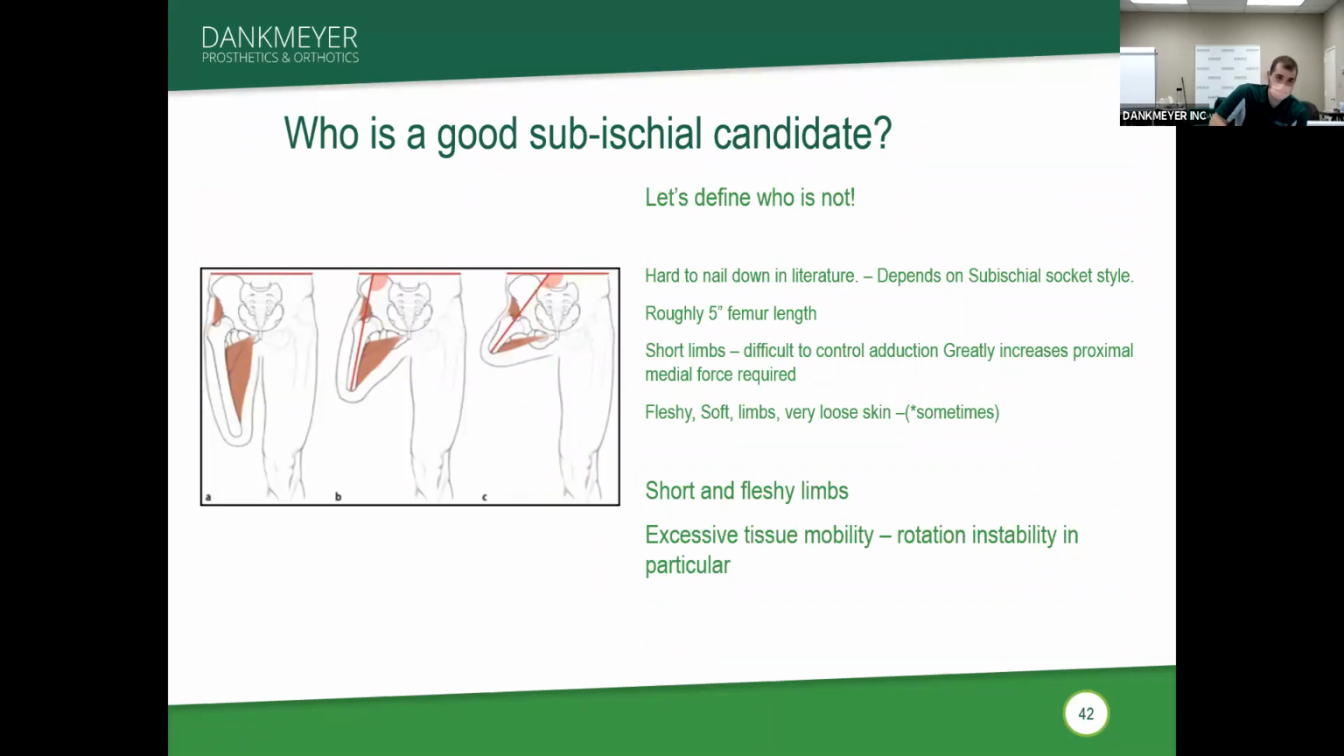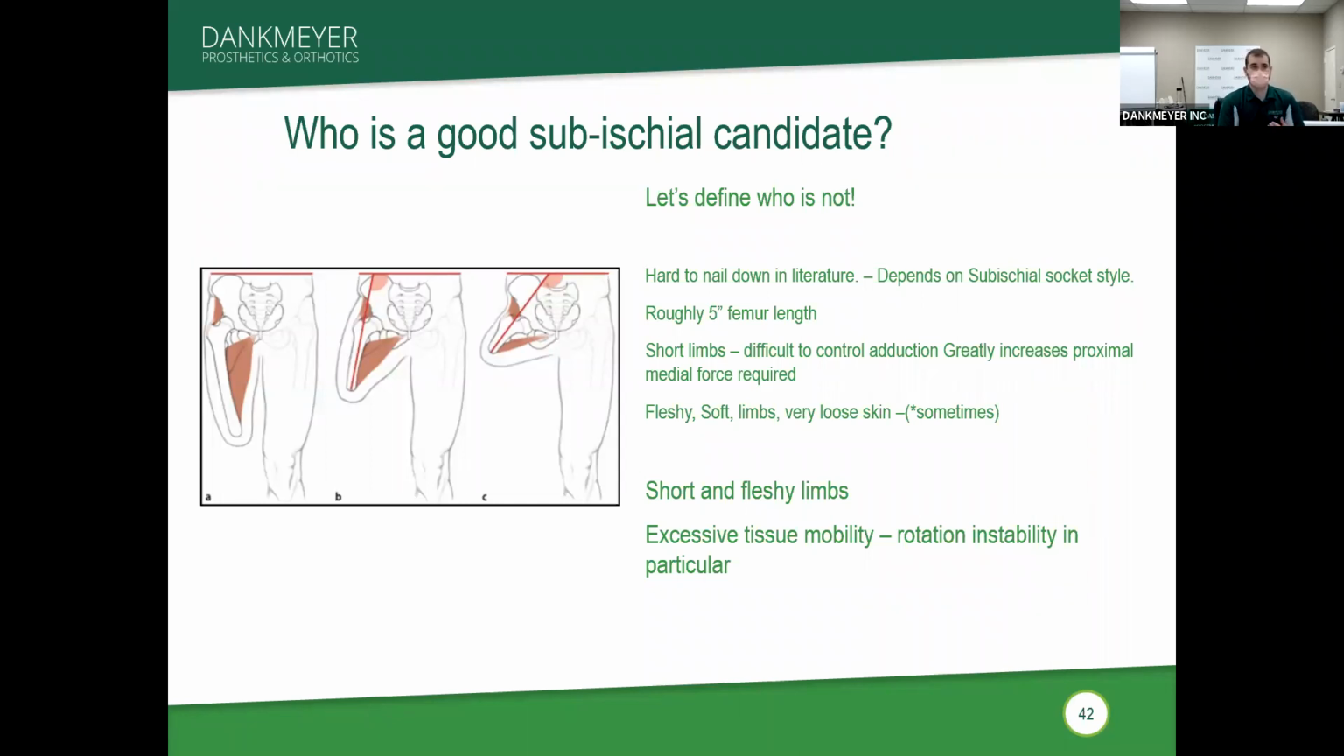So when we're talking socket design, the question is, who is a good subischial candidate? It's really hard to nail down. The literature doesn't say much specifically. As you get a shorter residual limb, it goes back to those initial principles that we talked about, right? As you move up the residual limb, you're losing that adductor strength. You're decreasing the stability. So shorter residual limbs certainly benefit more from that ischial containment to really lock everything into place and provide as much support as possible.